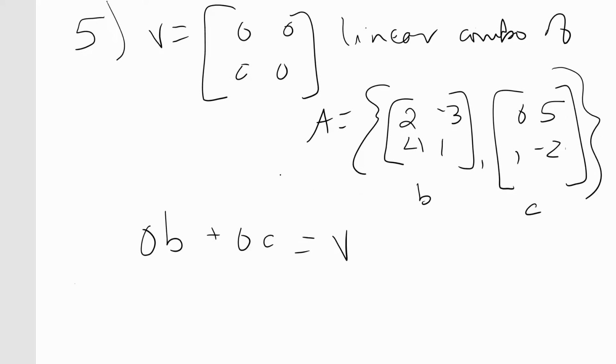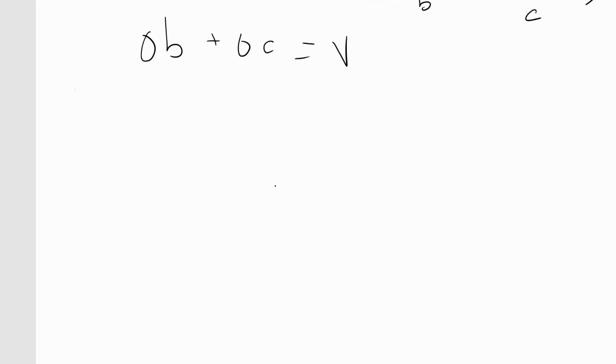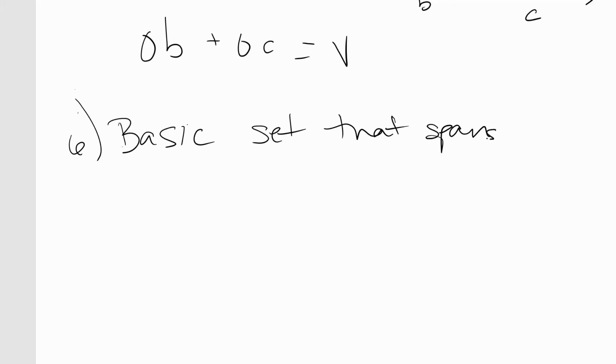All right, the next thing we're going to get into is spanning sets. A spanning set is a set of vectors that, when I do a linear combination of them, I can get anything I want. It's better to just explain what's going on. So number 6: I want to know the most basic set that spans R4.